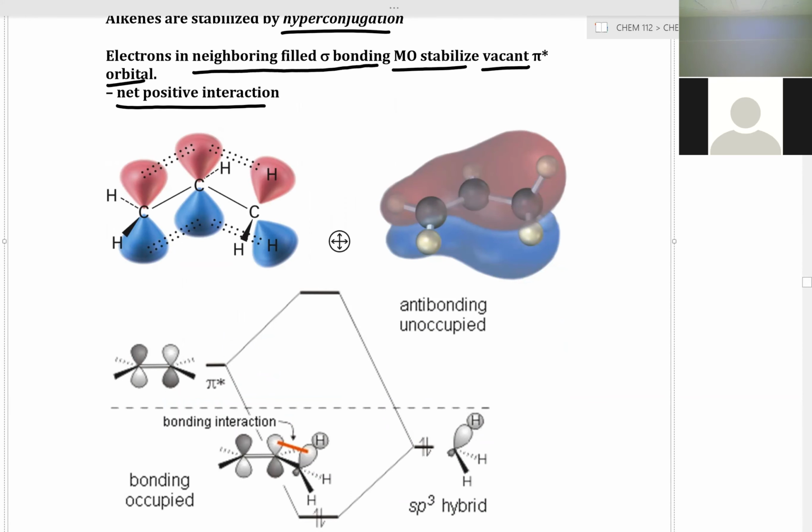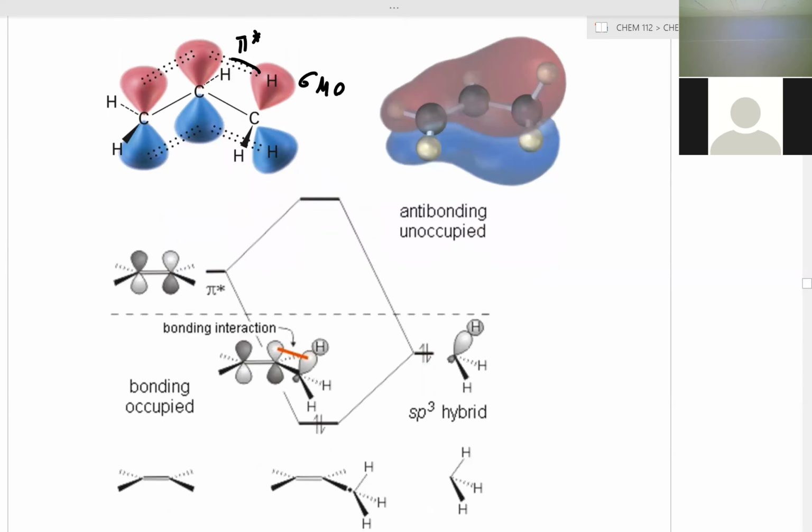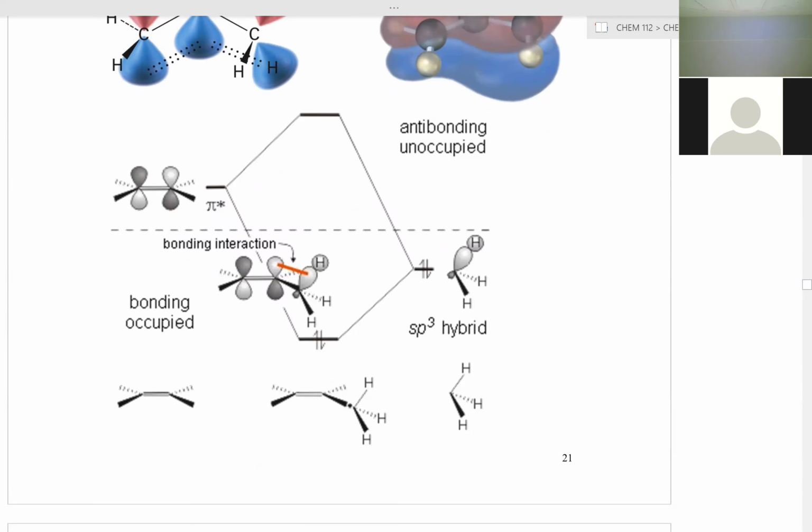Okay, so we have our sigma bonding MO. It's overlapping with the pi star, and that leads to a stabilizing interaction. Similar to how our sigma bonding molecular orbital overlapped with the empty p orbital in a carbocation to stabilize that carbocation.